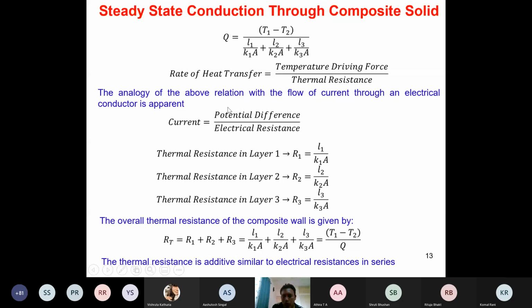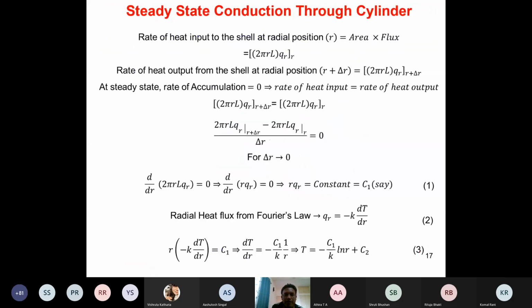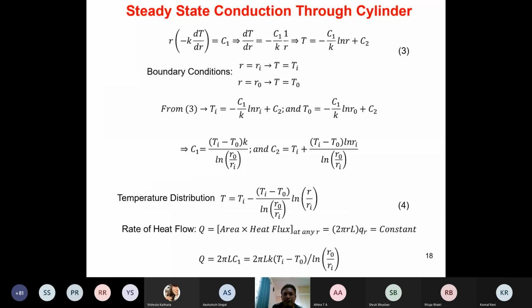But when we go back and see the temperature profile for the cylindrical case, here you can see this is the temperature distribution for the cylindrical case. This is not linear, this is non-linear. Okay. So this one has to remember.